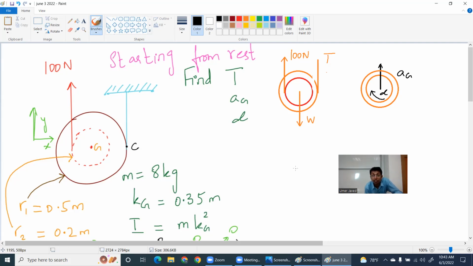Okay, the right one is the kinetics diagram. The left one is the free body diagram. If you want to put alpha and AG with different colors on the free body diagram, then I will not object. In fact, I prefer that.